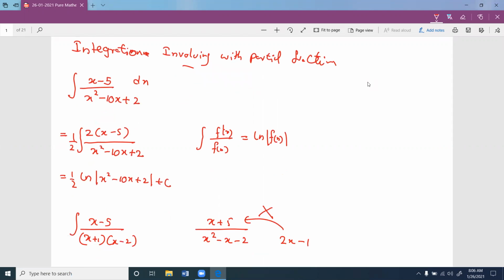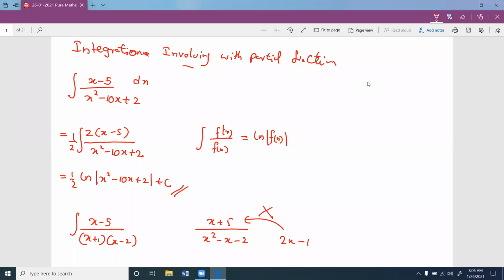If there's a fraction, initially see whether the differentiation of the denominator is available in the numerator. If it is, not a problem. You can form it into this formula and get the answer. It's not a problem.